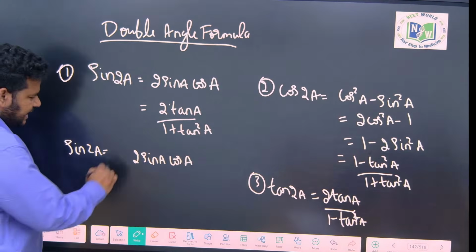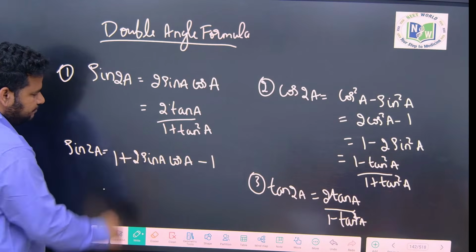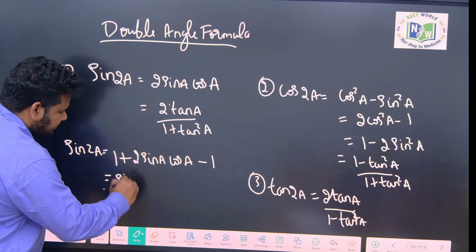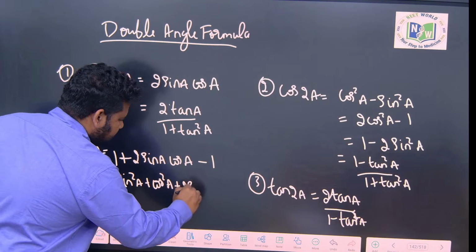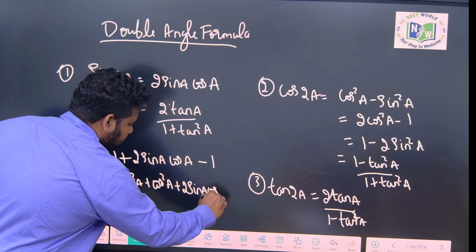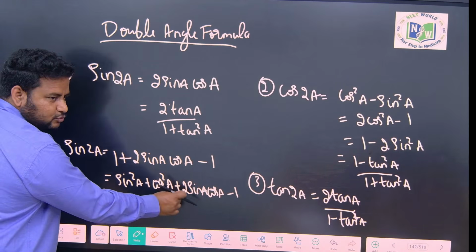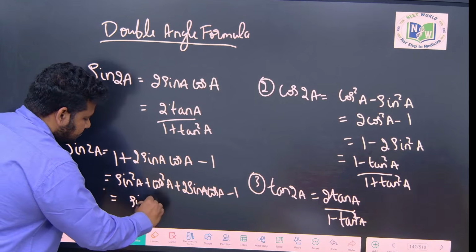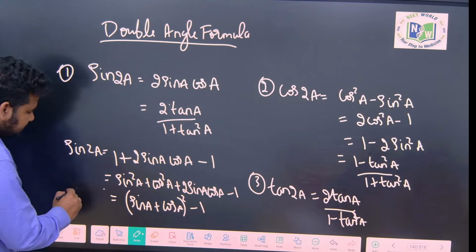Is there any harm if I add 1 and subtract 1? No harm. This 1 can be written as sin square a plus cos square a. So this is sin square a plus cos square a plus 2 sin a cos a minus 1. This is like a square plus b square plus 2ab, which is nothing but a plus b whole square. I can write it as sin a plus cos a whole square minus 1. That is sin 2a.